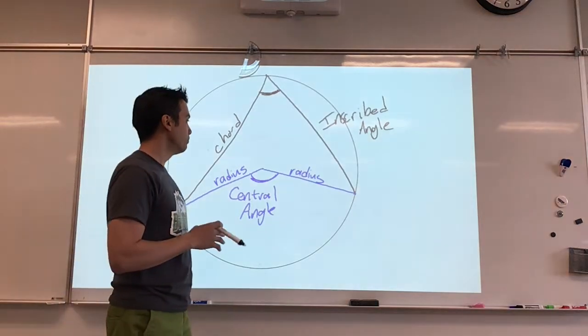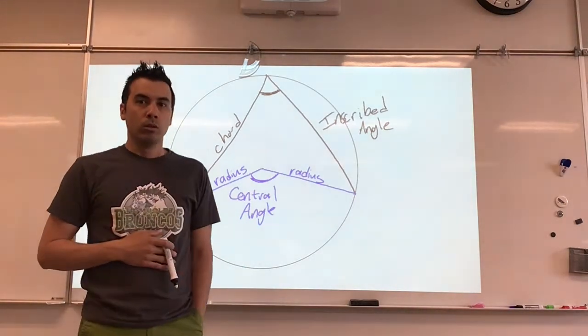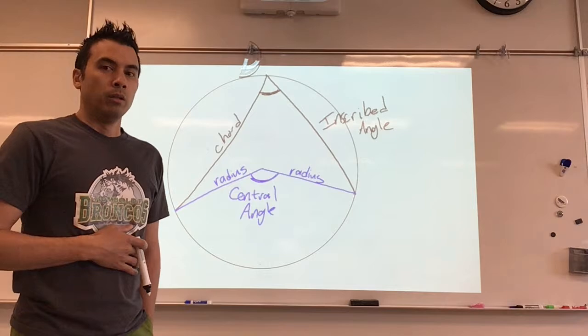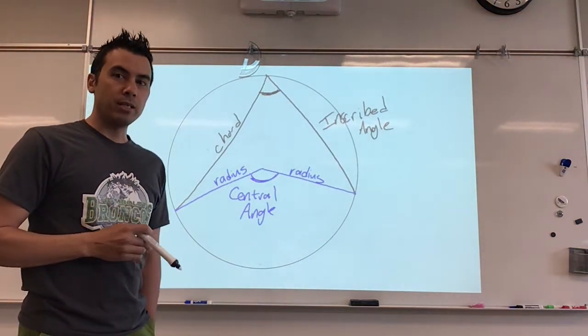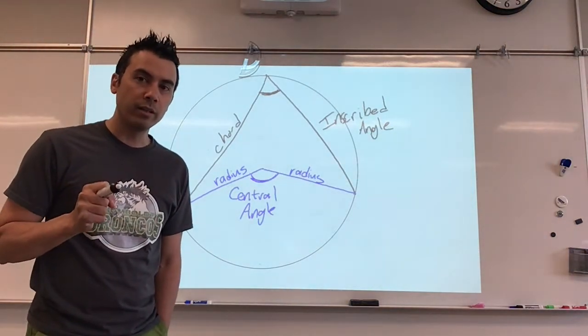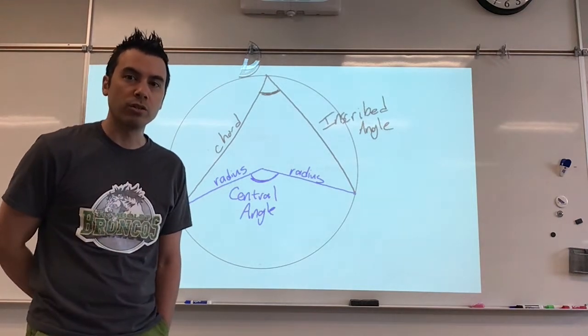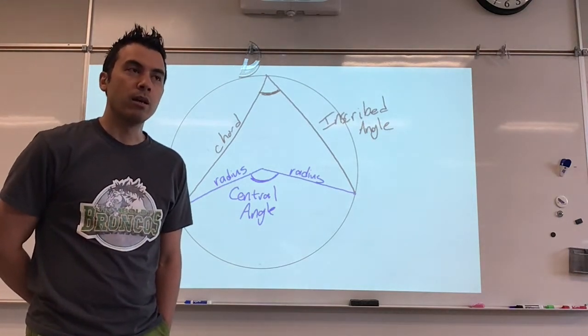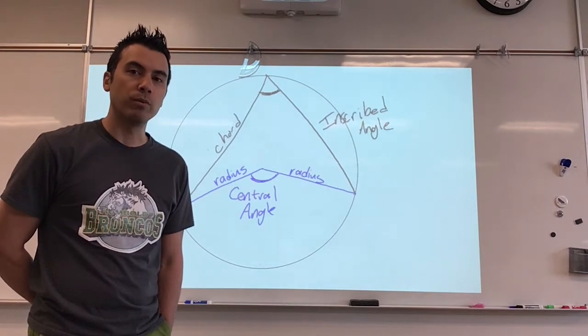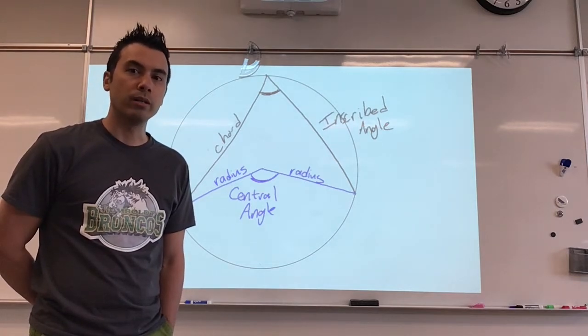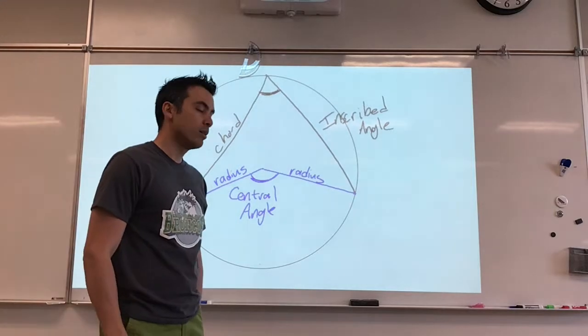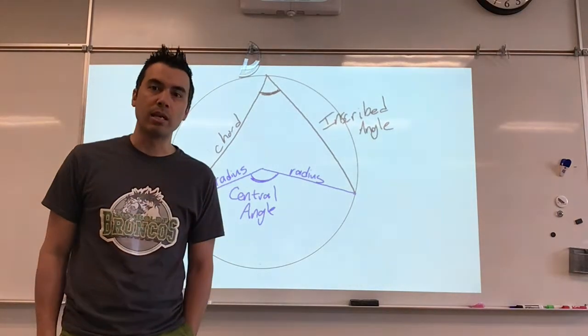Okay, now, the importance of both these angles is that, and this is one of the big, huge points of circle geometry, there is a very, very huge relationship between these two angles if they are subtended by the same arc.